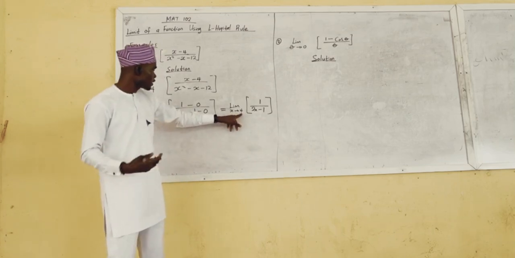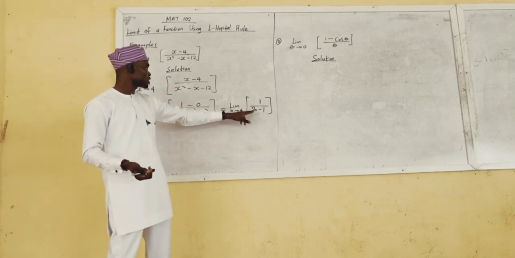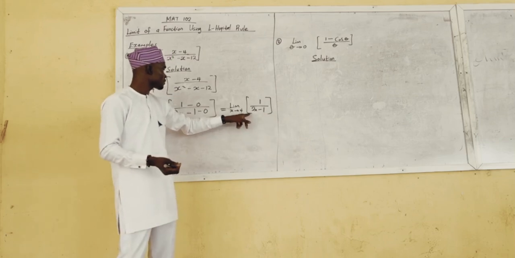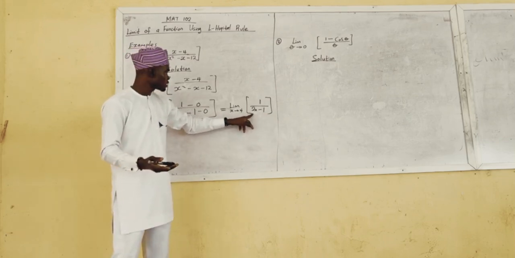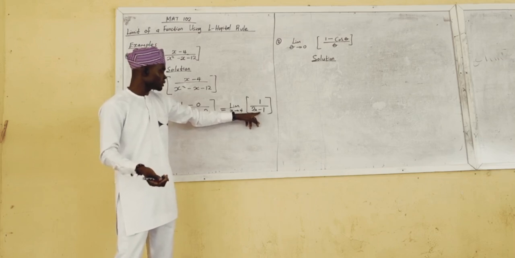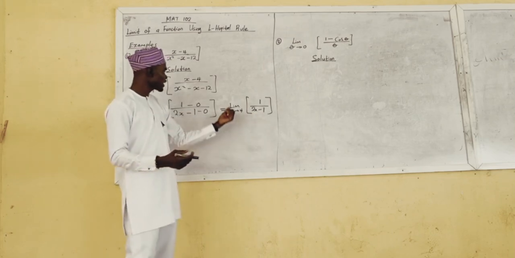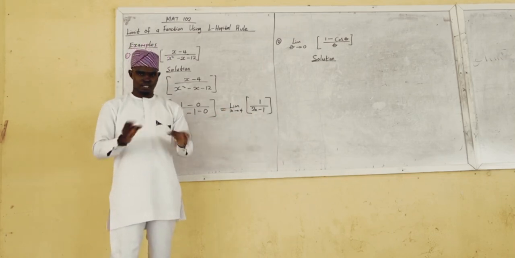Okay? The value of x naught is 4. We should put the value of 4 in this denominator. We're going to have 4 times 2 minus 1. 4 times 2 will give us what? It will give us 8, minus 1 will give us 7. So it means our denominator is not going to be equal to 0.